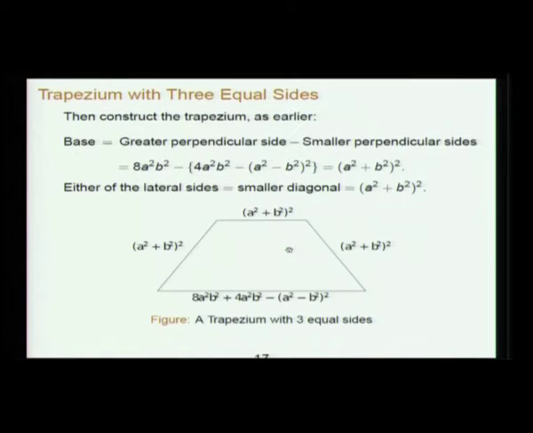Then in that case you can get a nice trapezium with 3 equal sides: the base, the summit and the flanks are equal. The base is taken to be the greater perpendicular side minus the smaller perpendicular side, so it is given by this, and either of the lateral sides is the smaller diagonal, which is (a squared plus b squared) whole squared. So that is how it is constructed.